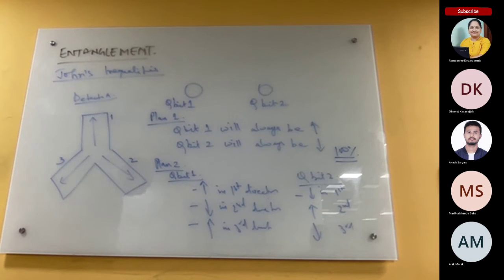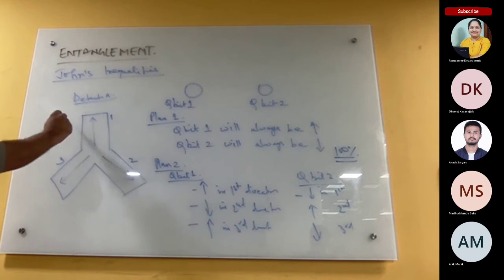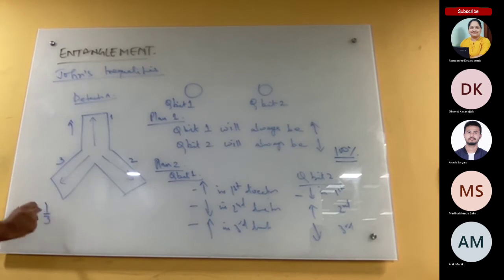Now the second part. Let us say under the second plan, you are measuring in detector A, and let us say it came up. You measured in this first direction and it came up. The first direction should come 1/3 of the time, right? Because you are picking directions randomly.